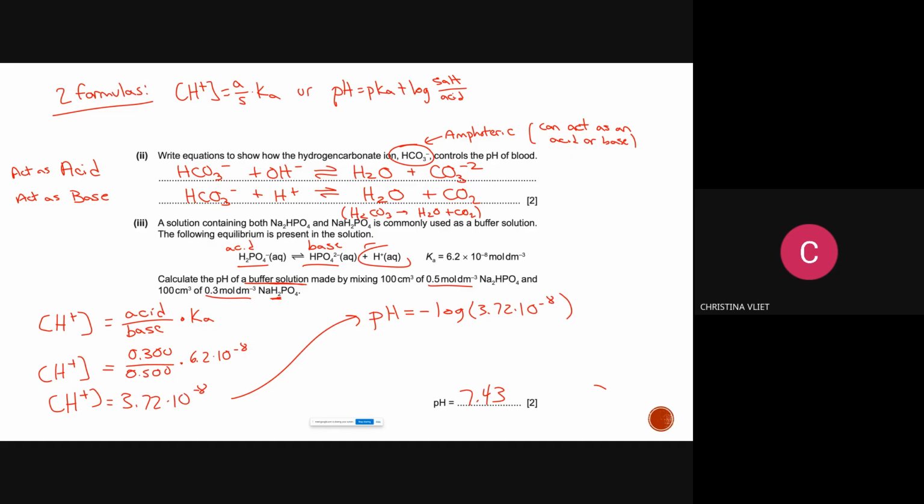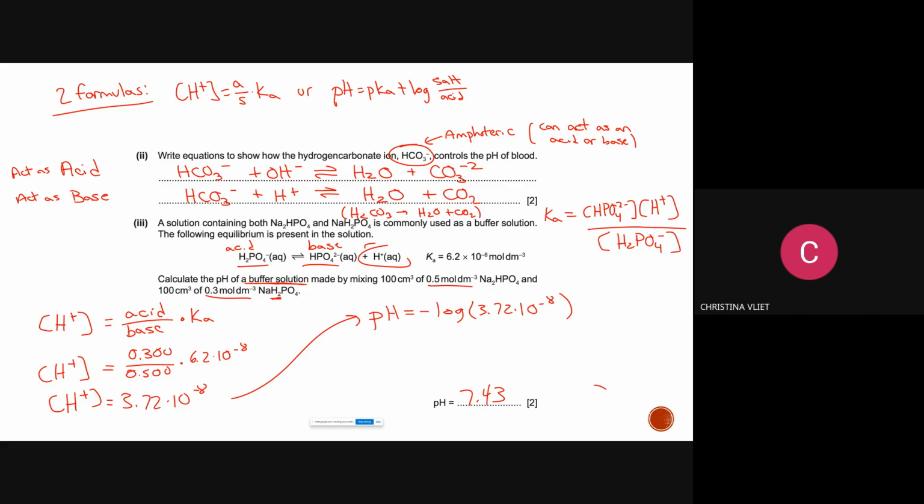This is H plus times HPO4 2 minus over H2PO4 minus. Could we have solved this using the weak acid equilibrium equation? Question. Could we? Oh yeah, because I have these plus. Let's take a look. It says Ka equals these two, right? Multiplied by each other. HPO4 2 minus H plus over H2PO4 minus.